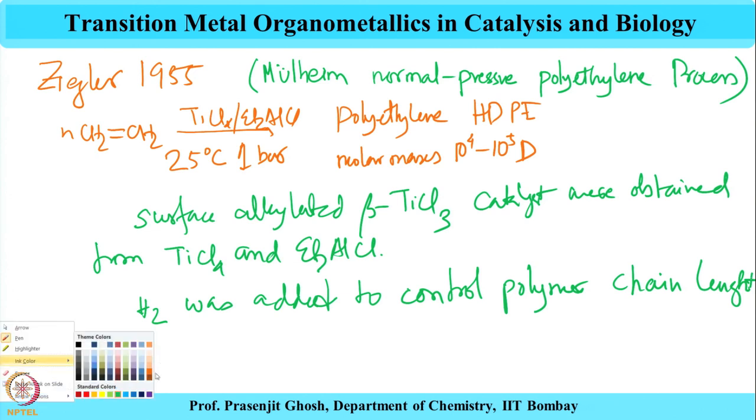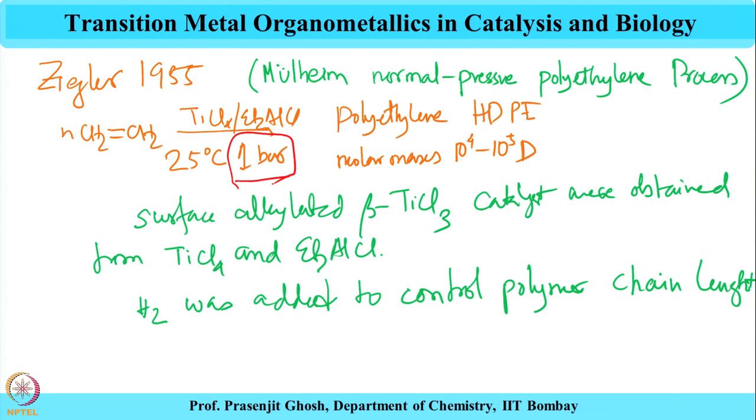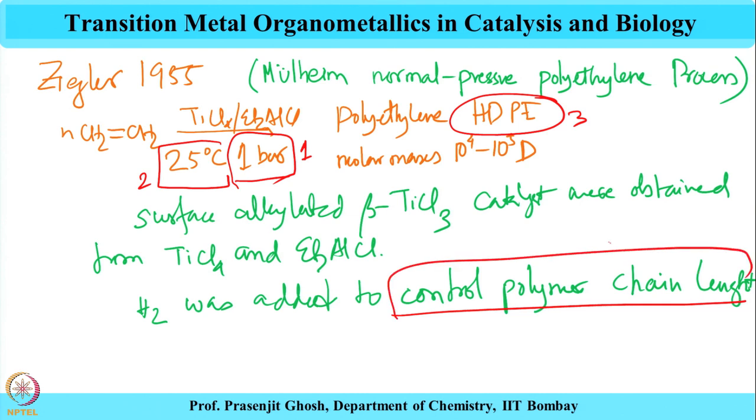Now, what are the advantages? Advantages of Ziegler-Natta polymerization, let me just highlight. The first thing is that it could produce at very low pressure. This is the number one advantage. Second thing is that the temperature is also room temperature, ambient condition. So this is the second advantage. Third advantage is it was producing high density polyethylene, which is almost linear with almost no branching. And the fourth advantage is the control of polymer chain length by adding hydrogen. Now, there are also limitations associated with the Ziegler process.